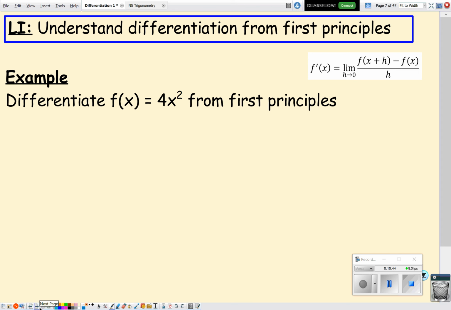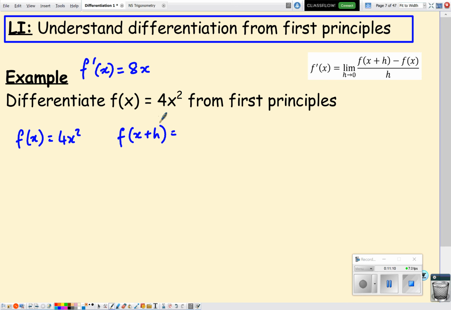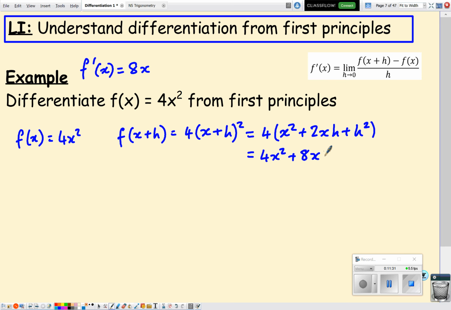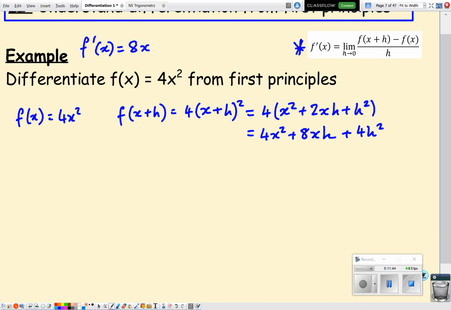So for instance, differentiate 4x squared. You know the derivative is 8x, right? You know that because at Higher you were told multiply by the power, reduce the power by 1. Let's prove it using first principles. Let's do it in stages. Let f of x equal 4x squared. Let's have f of x plus h equal to 4 times x plus h squared. Now we'll need to multiply that out, so that's 4 times x squared plus 2xh plus h squared. Tidy it up: 4x squared plus 8xh plus 4h squared.